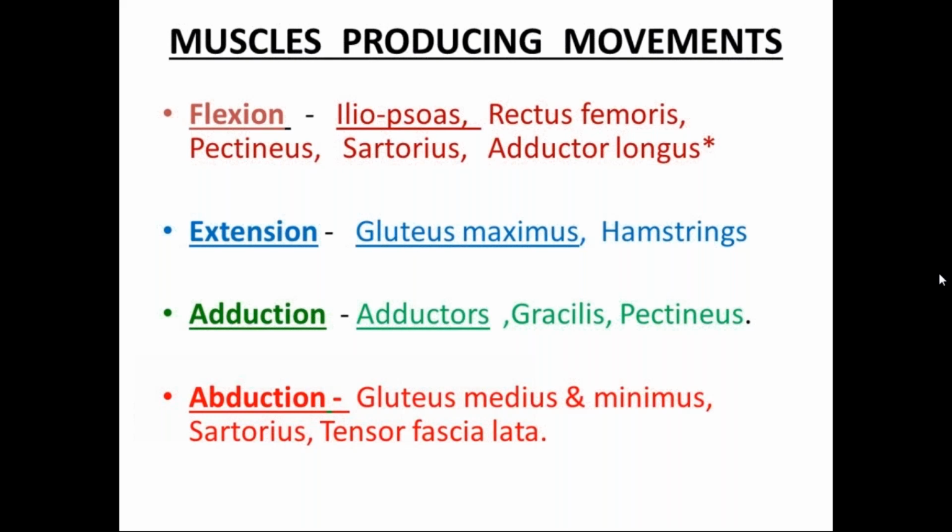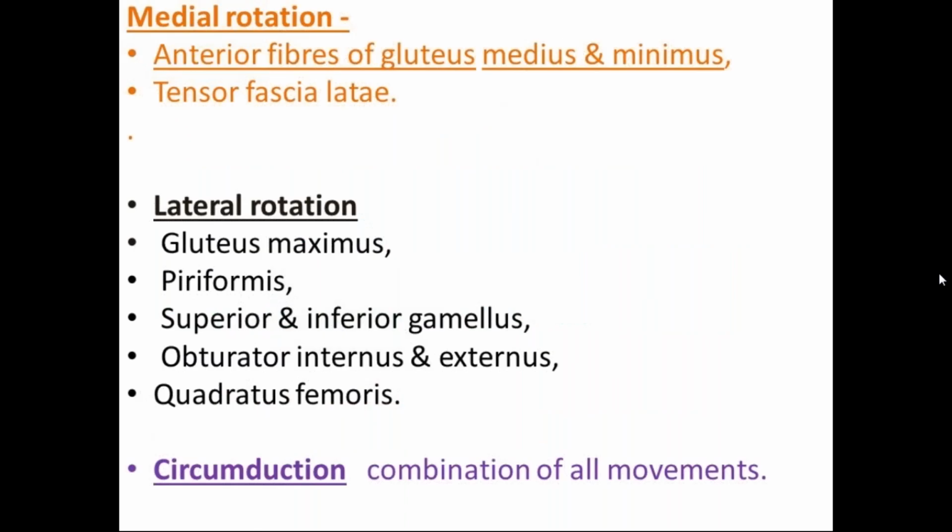Adduction is caused by adductor longus, adductor brevis, and adductor magnus, supported by gracilis and pectineus. Abduction is caused by gluteus medius and gluteus minimus, supported by sartorius and tensor fasciae lata. Medial rotation is caused by anterior fibers of gluteus medius and minimus, along with tensor fasciae lata. Lateral rotation is done by two obturators, two gemelli, and the quadratus femoris, supported by piriformis, gluteus maximus, and sartorius.